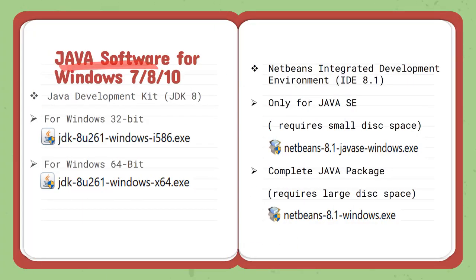Okay, so the software provided is for Windows 7, 8 or 10. So there will be a Java Development Kit and NetBeans Integrated Development Environment. Both must be installed on your system. If your Windows is a 32-bit system, then use the JDK for Windows i586. If your Windows is a 64-bit system, then use JDK for Windows x64.